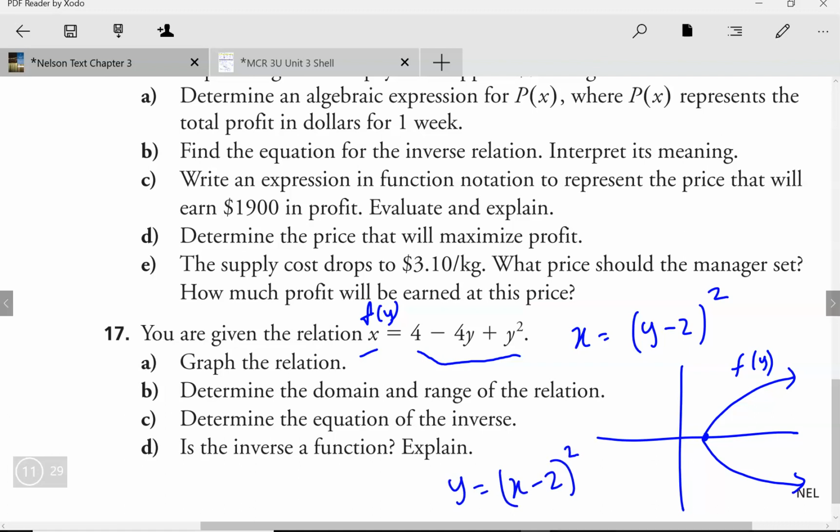Is it? Because I switched the variables. That's all I did. I can't just switch the variables. Hold on a second.